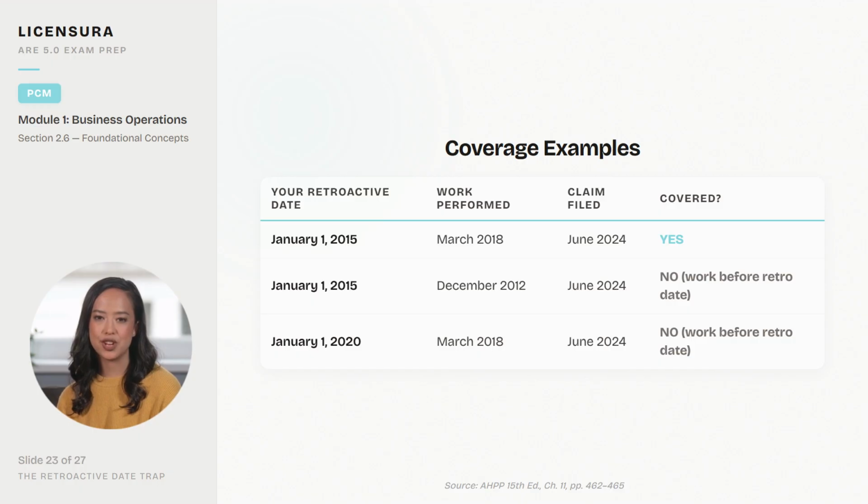Now here's where it gets tricky. What if your retroactive date moved forward to January 1st, 2020? That work you did in March 2018, which was covered under the old retroactive date, is now uncovered. Even though you have an active policy, even though you're paying premiums.